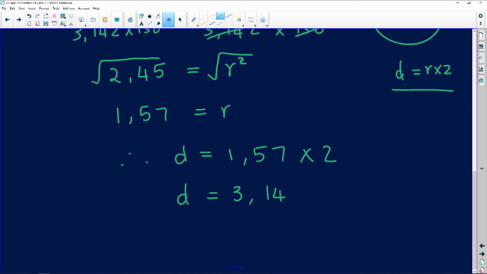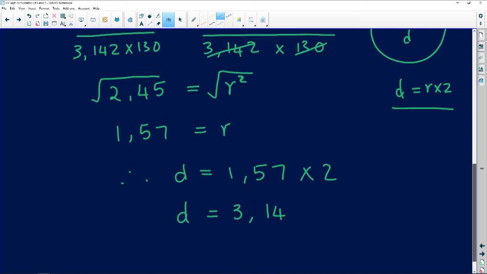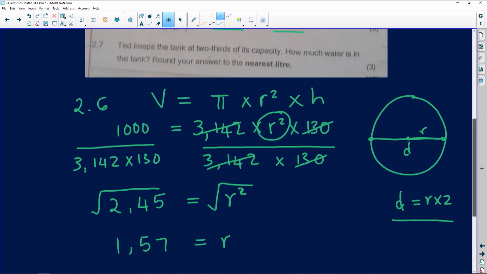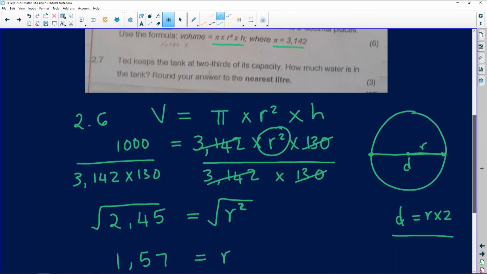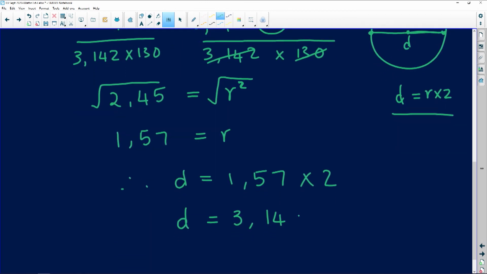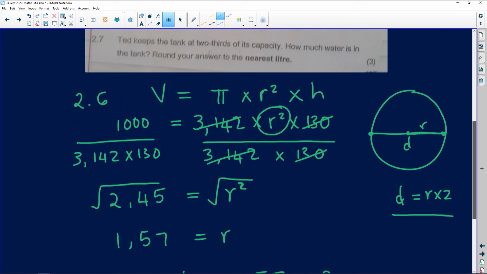So our diameter is going to be 3.14. And that 3.14 has to be in whatever unit they have given us over there, which is going to be in centimeters. So it's going to be double of that. Okay, perfect. Thank you very much for that particular question. But it's not done. Let's go see what the second one says.